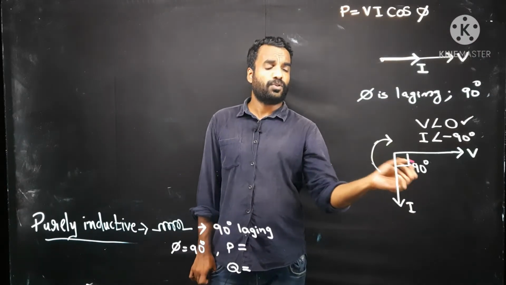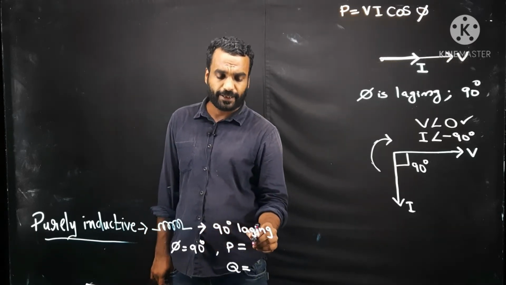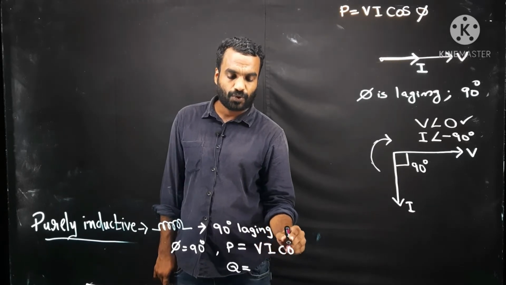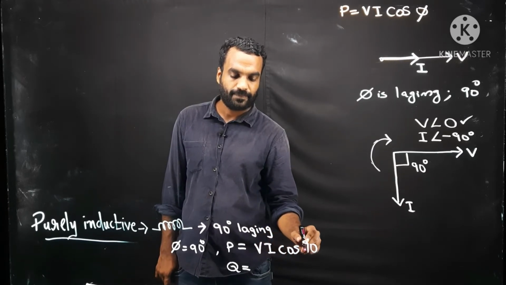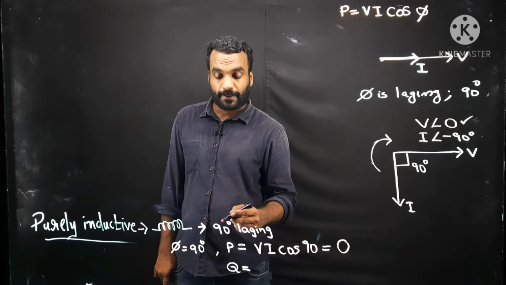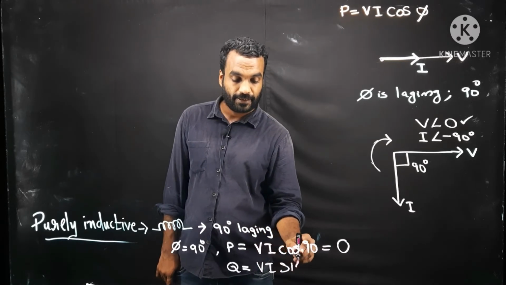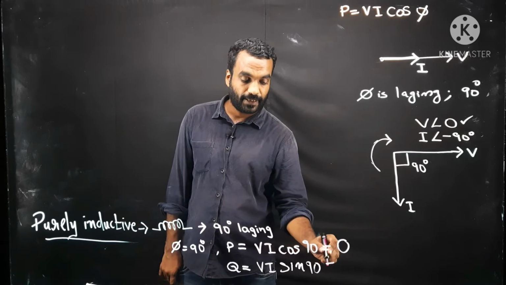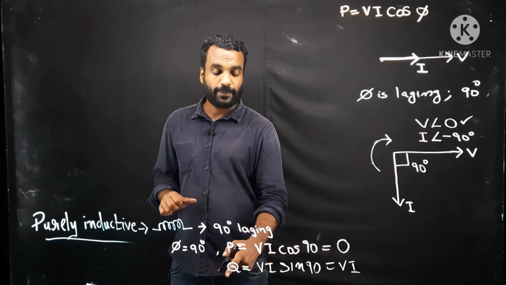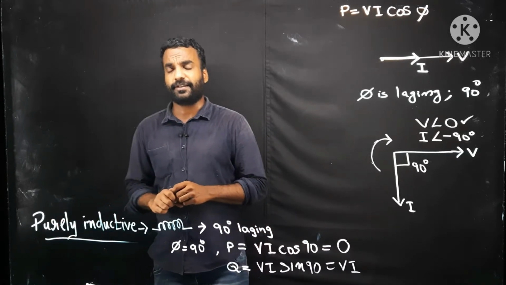Okay. So we got that phi is equal to 90. If we substitute phi equal to 90 in the power equation, the active power equation, it is Vi cos 90, and cos 90 is equal to 0. But in the Q equation, it is Vi sin 90, that is equal to Vi itself. So all the voltage into current will be converted to reactive power in the case of a pure inductor.